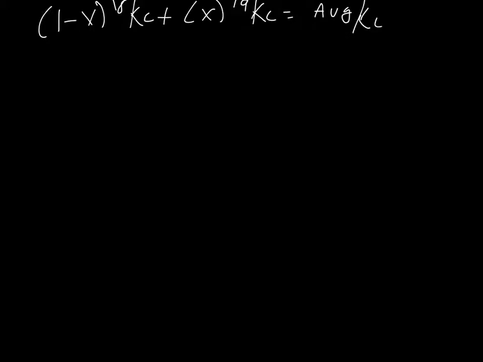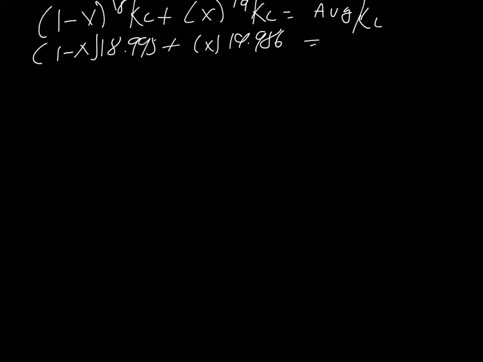Now I'm going to give you a formula like this on the test. I'm not going to expect you to set it up. I'll always give you the formula set up per class. So all you have to do is fill in the proper masses from the problem, which we said were 18.995 plus x times 19.986 equals the average of Kc.